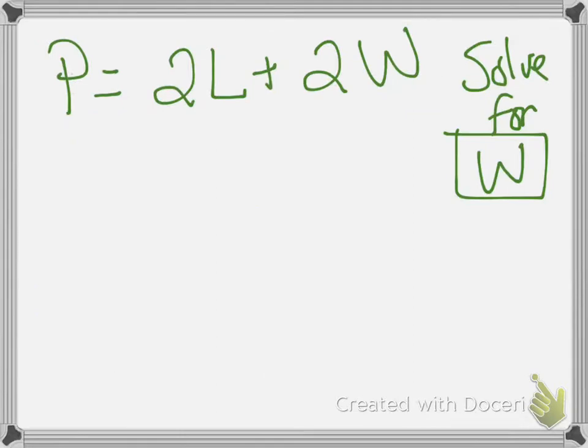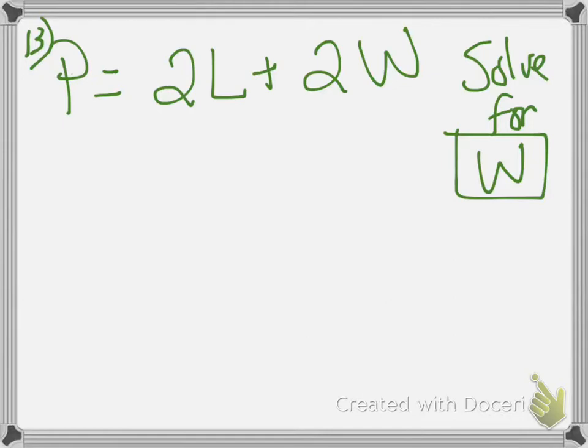And the last one we'll do today also has a mixture of things going on. This is number 13 on your sheet, in case you're following along. And this is actually the formula for perimeter. Perimeter equals 2 times length plus 2 times width. We're going to solve for W.